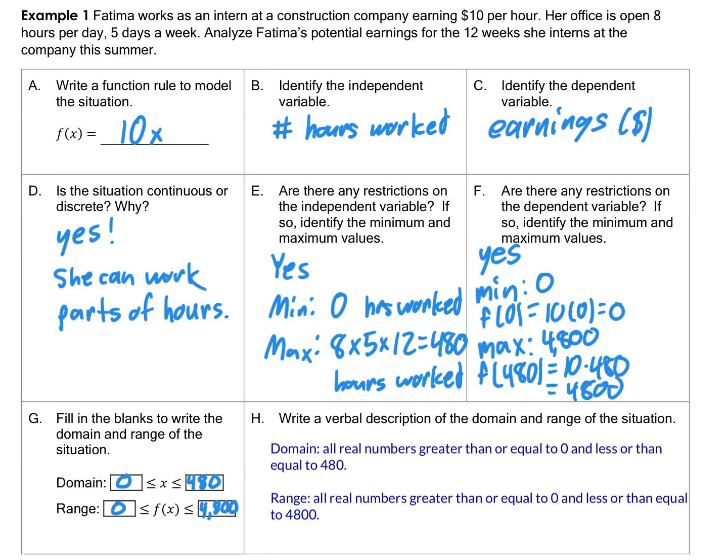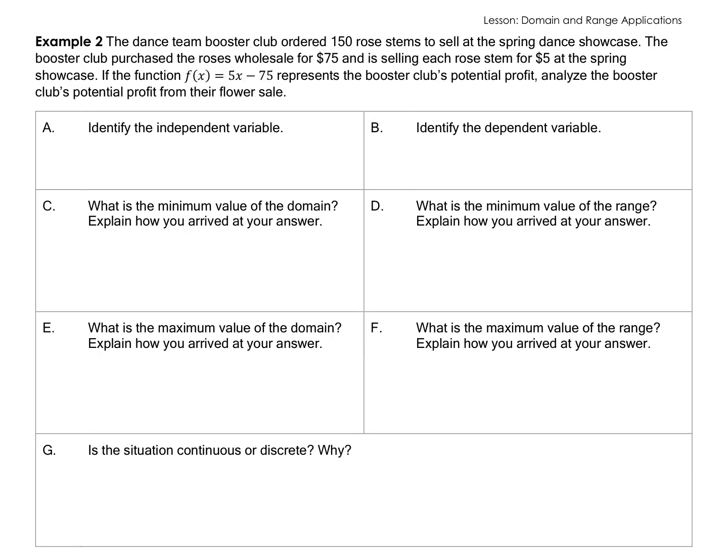Here, the domain is all real numbers greater than or equal to 0 and less than or equal to 480, while the range is all real numbers greater than or equal to 0 and less than or equal to 4,800. Now let's look at another example.